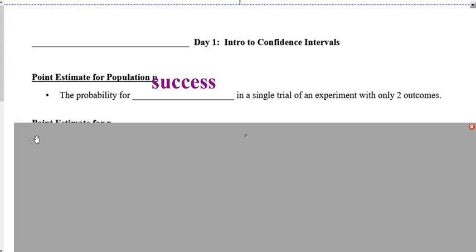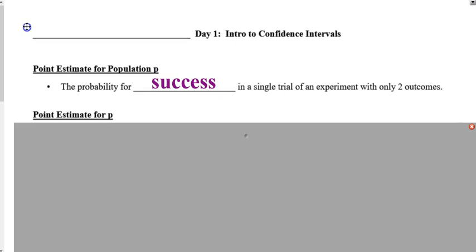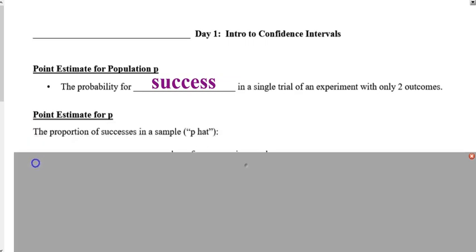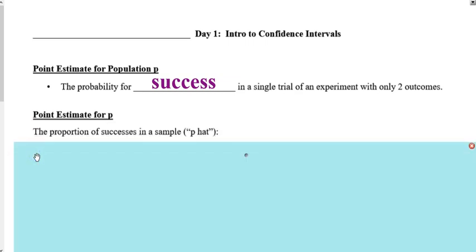So, point estimate for population P. Okay, we have a point estimate. The probability for success in a single trial experiment with only two outcomes. This can happen or this can happen. There's only two outcomes that can possibly happen. So we call it P hat.